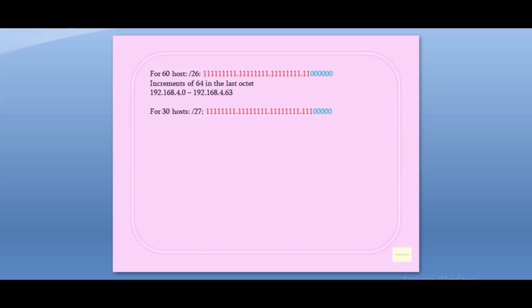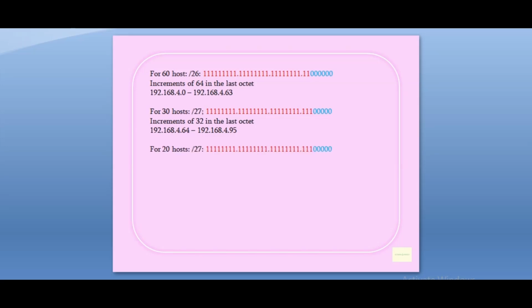For the subnet with 30 hosts, using /27, the last network bit is in the fourth octet, and in the binary place value table, it is on the value of 32. Hence, increments of 32 in the last octet will give us our subnet. Again, for this subnet's network address, add 1 to the previous subnet's broadcast address, which gives us 192.168.4.64. And for the broadcast address, add 32 to the last octet, which gives us 192.168.4.95. And the host assignable IP addresses are from 192.168.4.65 to 192.168.4.94.